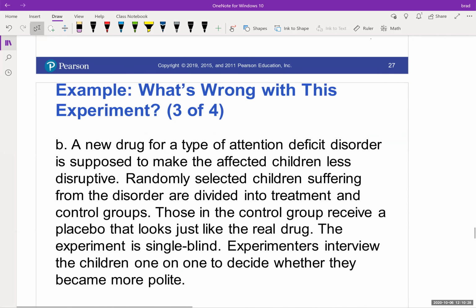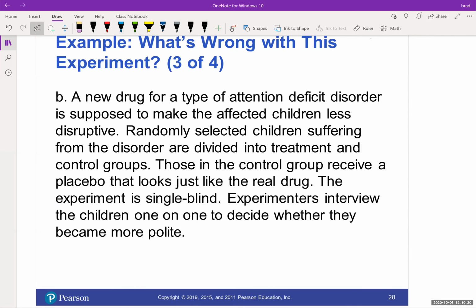And then for this one, it says a new drug for a type of attention deficit disorder is supposed to make the affected children less disruptive. Randomly selected children suffering from this disorder are divided into treatment and control groups.